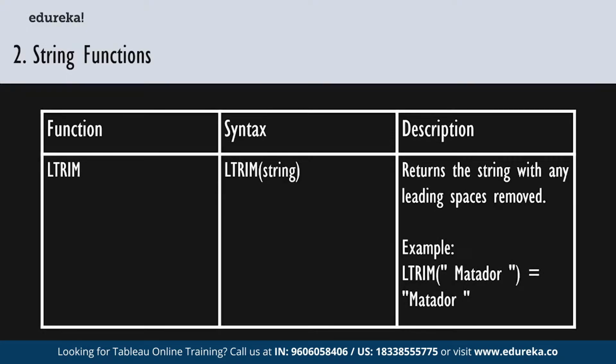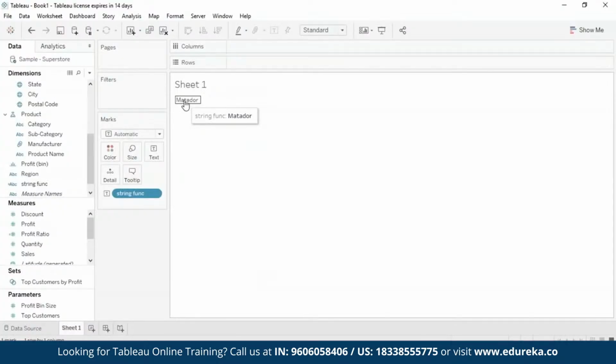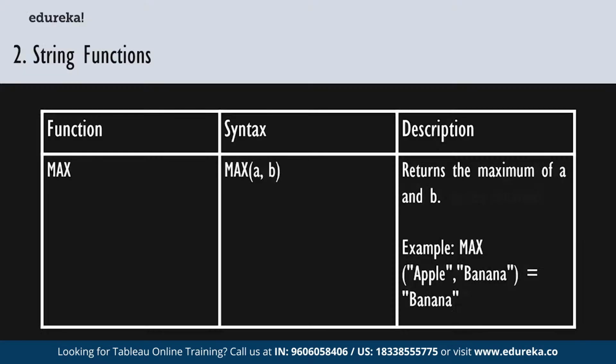So next we have ltrim. Now this basically returns the string without any spaces on the left. So if I try to ltrim space Matador space, it is going to remove the space at the left hand side of your string. And here you can see the space on the right is there, but the space on the left is gone.